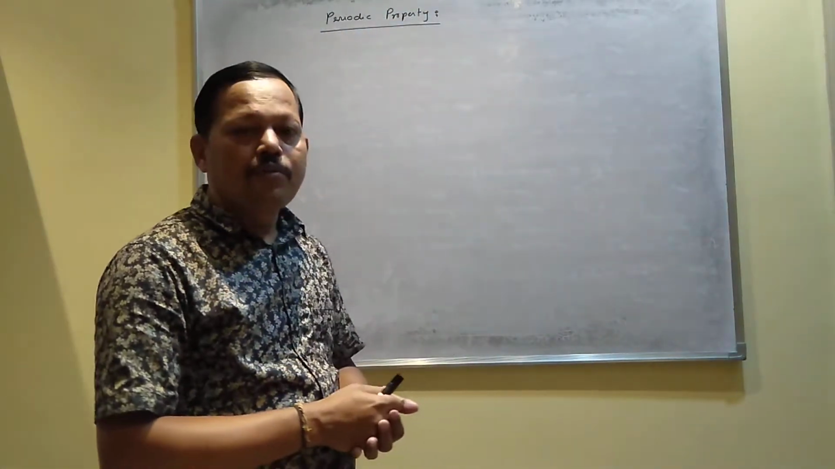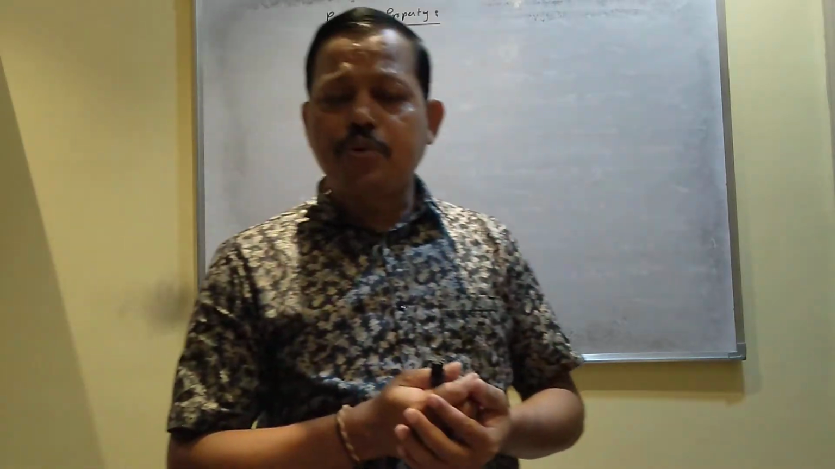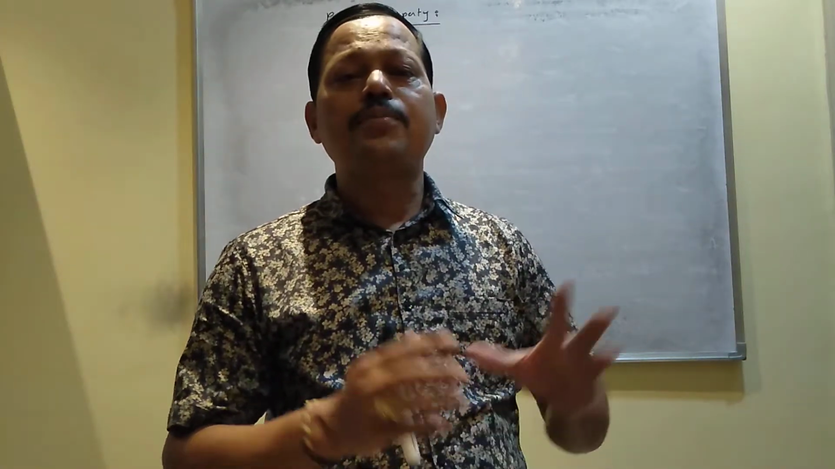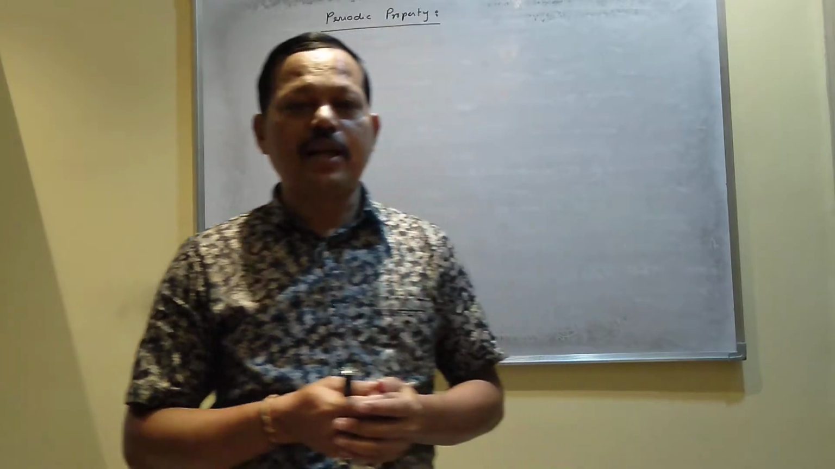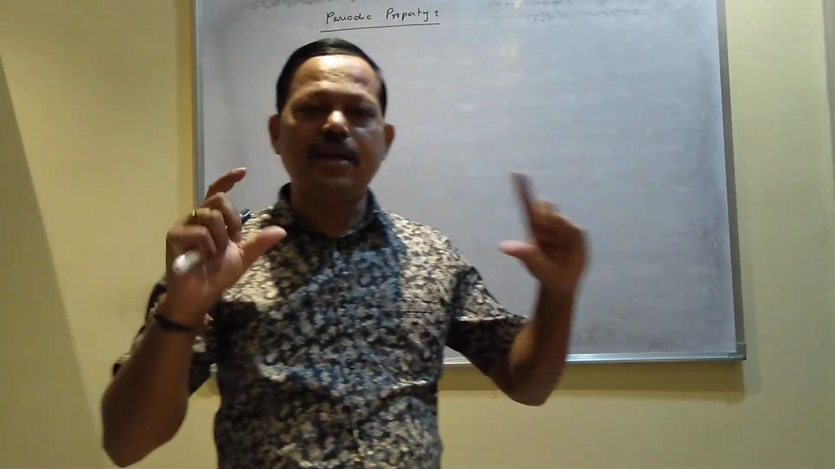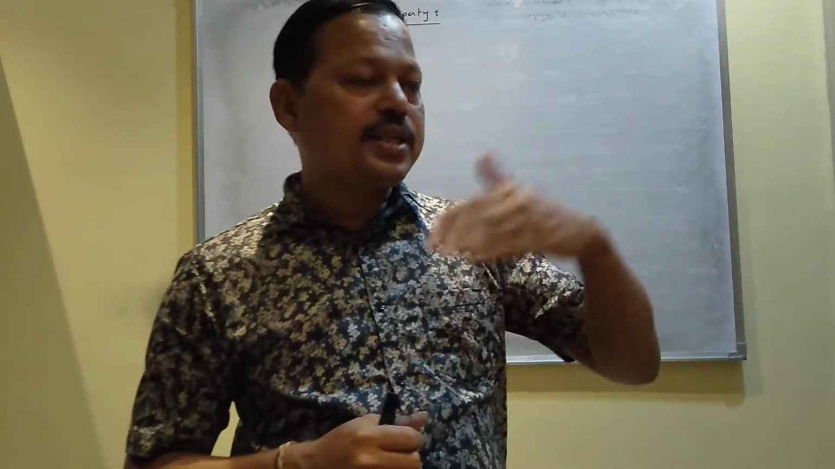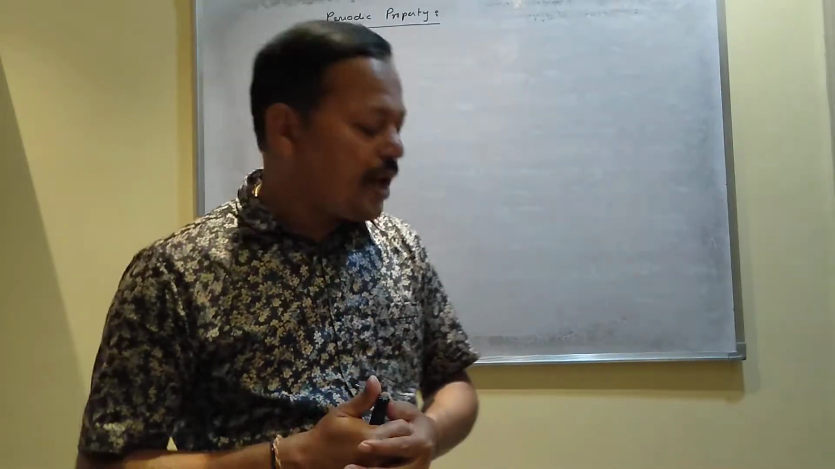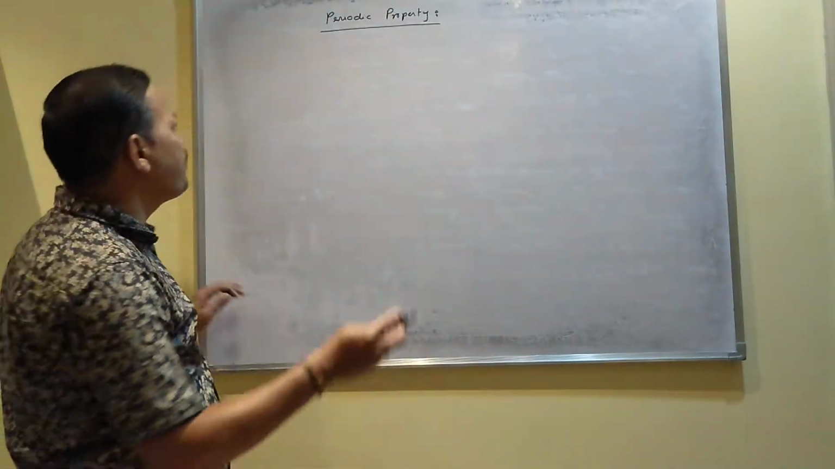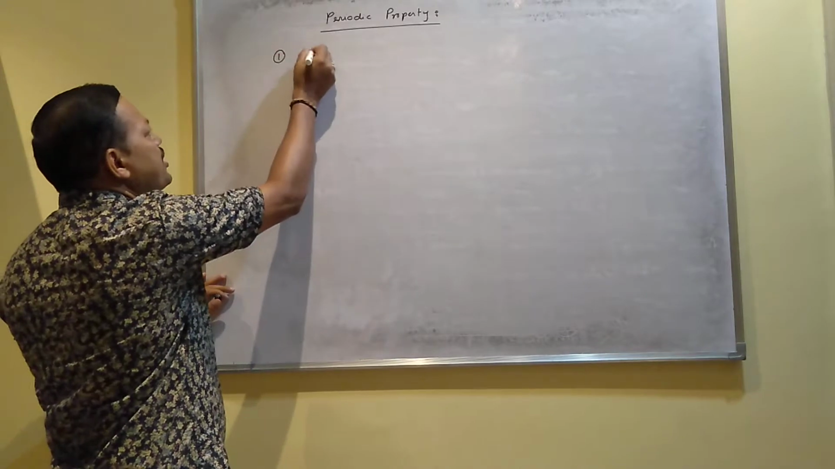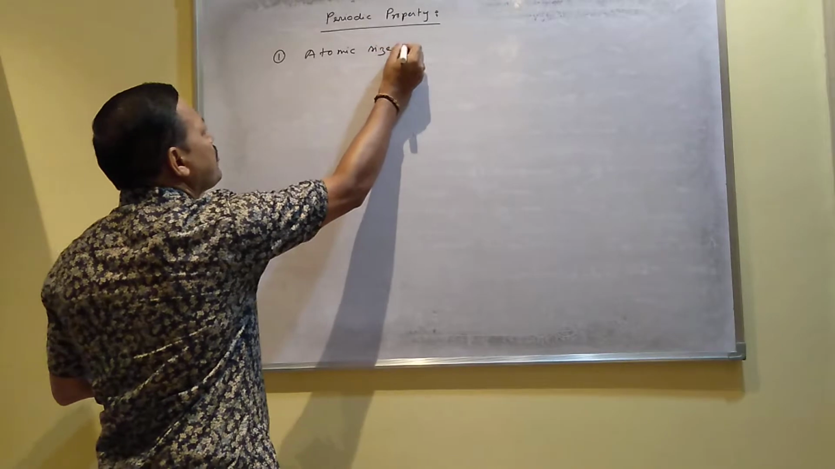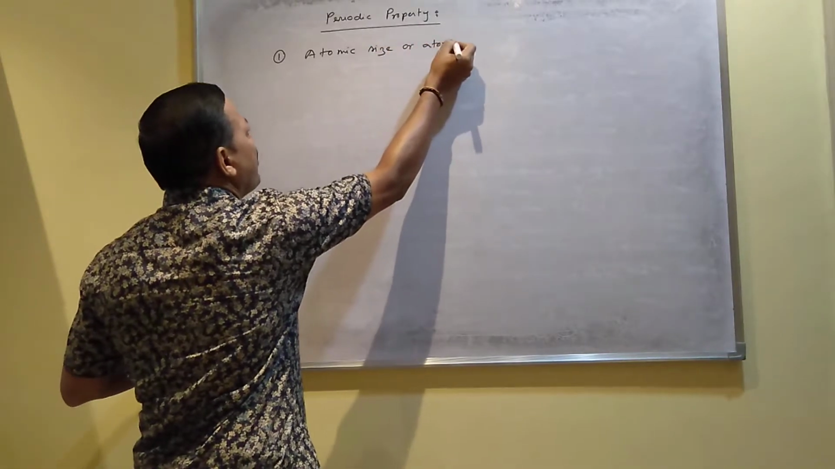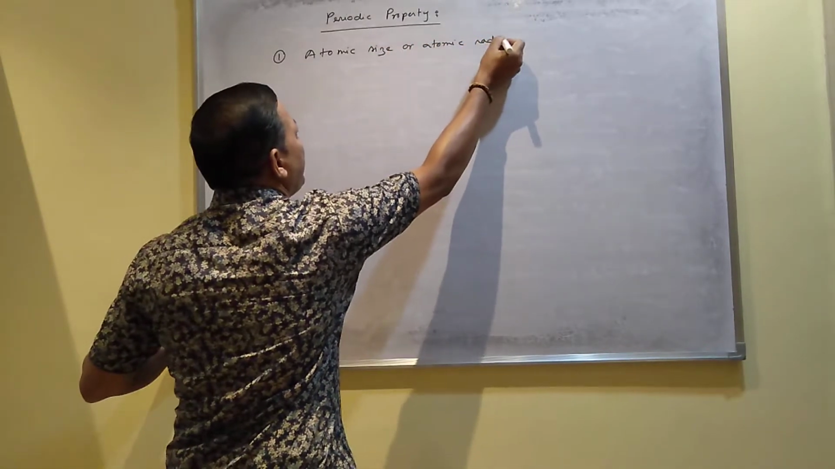Before studying these properties, you should first know the meaning of electronegativity, the meaning of electron gain enthalpy, and the meaning of ionization enthalpy. First you should know the definition and how each changes along a period and in a group. So the number one periodic property we will study is called atomic size or atomic radius.